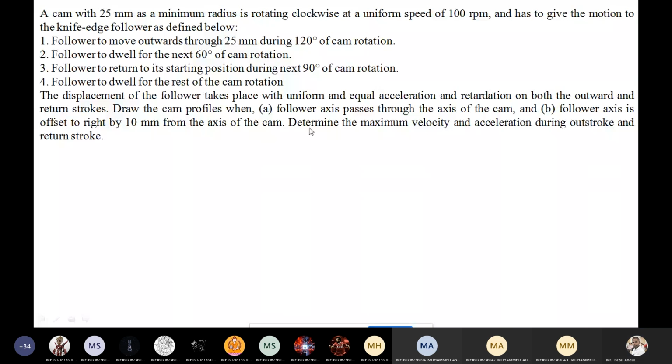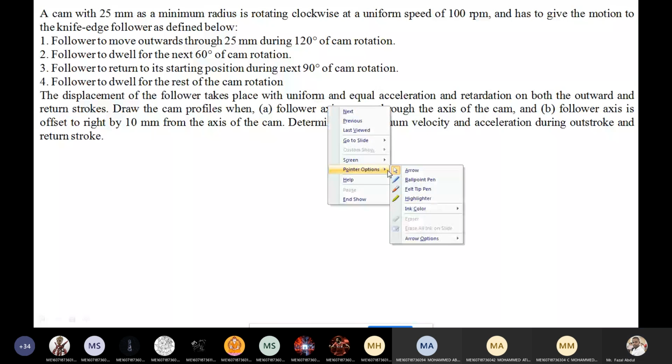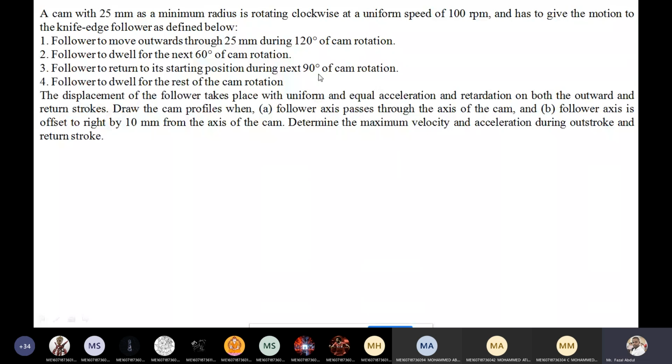See here. The follower is to move outward 25 mm during 120 degrees of cam rotation. Is it appearing on your screen? Yes sir, it's appearing. For your understanding, I am showing the question. 120 degrees of cam rotation is given.